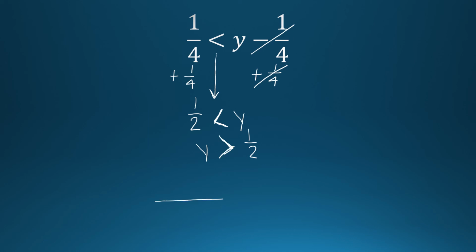And again, if we wanted to graph this, you have 0, 1/2, and 1. We will have an open dot at 1/2 because it's not greater than or equal to, it's just greater than, so we don't fill in the dot. And y is bigger than 1/2, so any number bigger than 1/2 we will shade to the right.